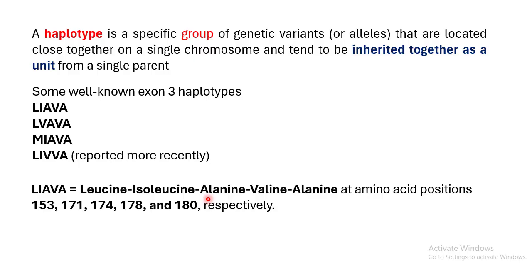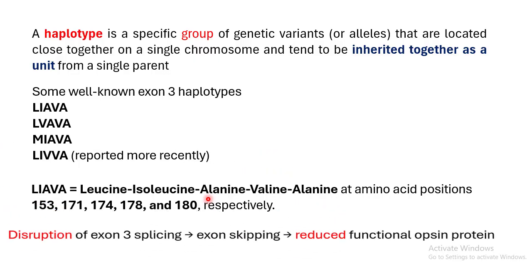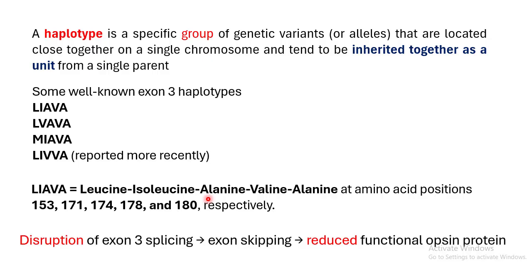So what does the haplotype actually do? If you look at exon number 3, these particular haplotypes are going to cause a disruption in the splicing of exon number 3. Because of this disruption of exon 3 splicing, you are going to see exon skipping, and this exon skipping is responsible for making reduced functional opsin protein. And if there is a problem with this opsin protein, you are not going to detect the red wavelength, and you are not going to detect the green wavelength.